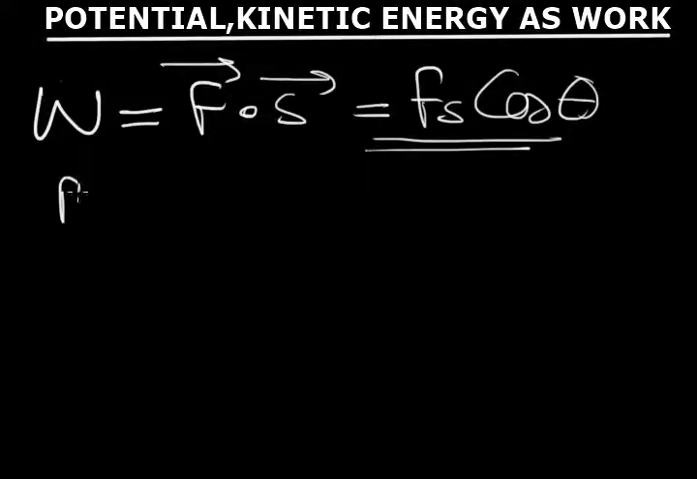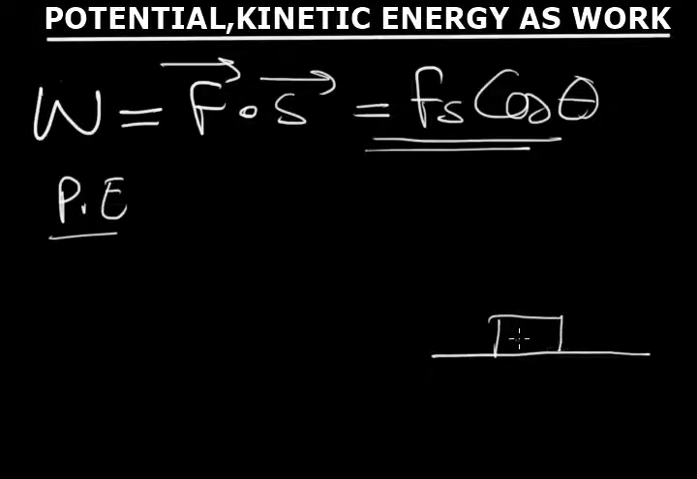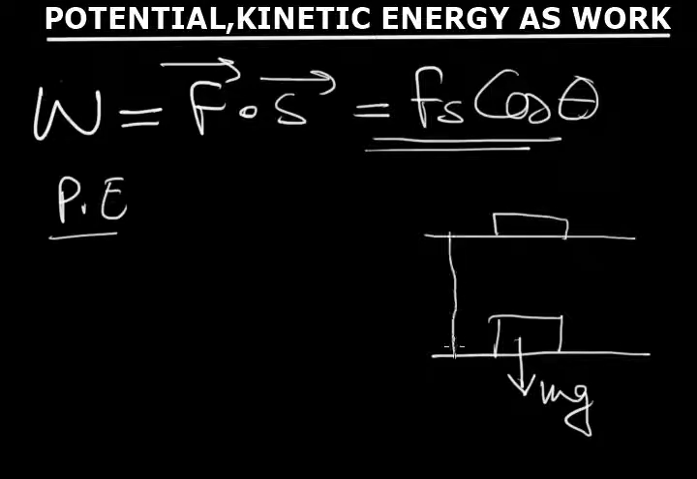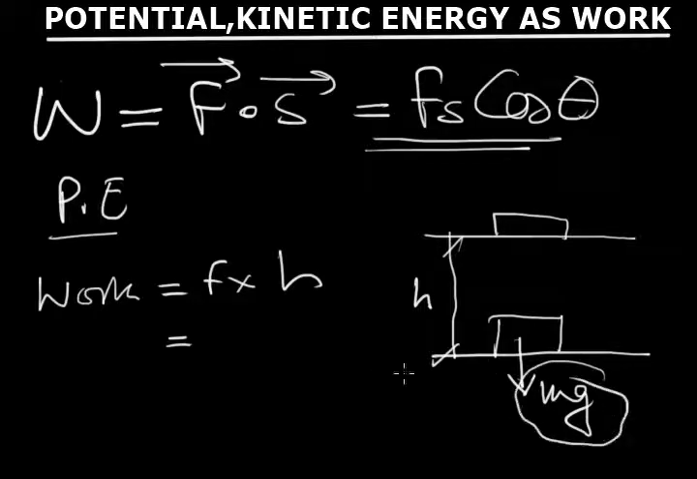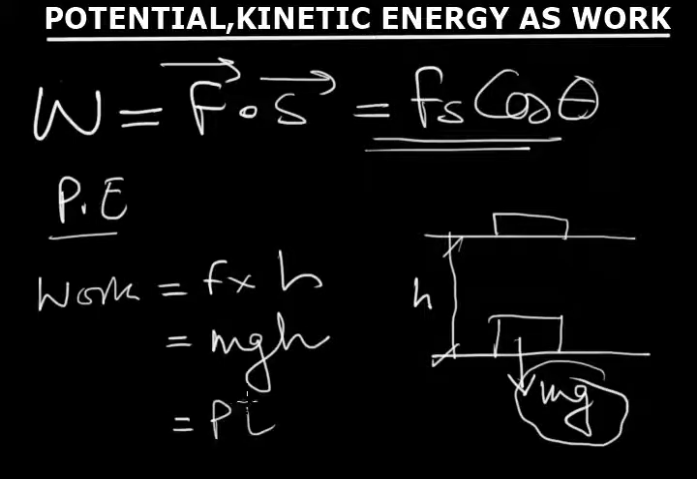Let's consider potential energy first. Say, for example, I have a body here which is acted upon by a weight mg, and I want to lift it to a height h above the point. So the work here should be force into displacement, and displacement is h, and the force is nothing but the weight of the body. So you see, the work becomes mgh, which is nothing but the expression for potential energy. So that's a very easy way to show how work gets converted to potential energy.